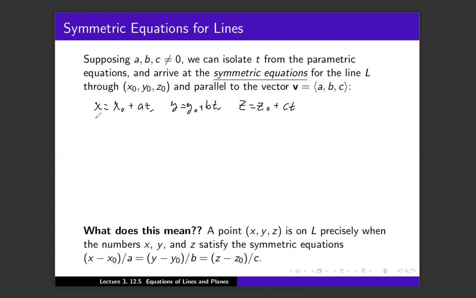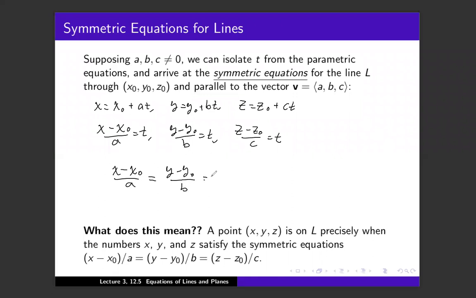And if you just subtract off x naught and divide by a, what do you get? x minus x naught over a, that's t. Also, y minus y naught over b, that is also t. And z minus z naught over c, that is also t. So all three of these things are equal. So you can write this using what are called symmetric equations as x minus x naught over a equals y minus y naught over b equals z minus z naught over c. And altogether, these are what are known as symmetric equations.